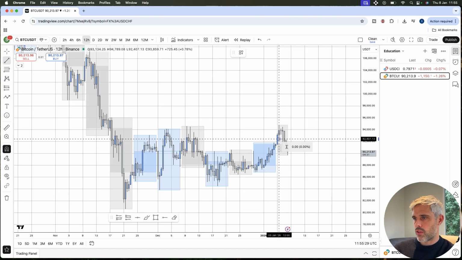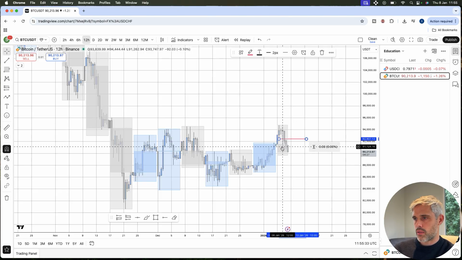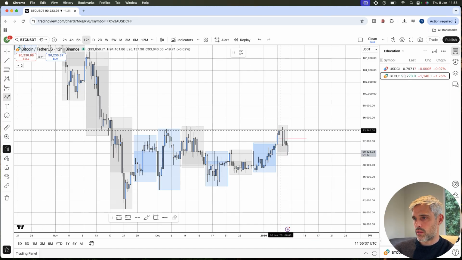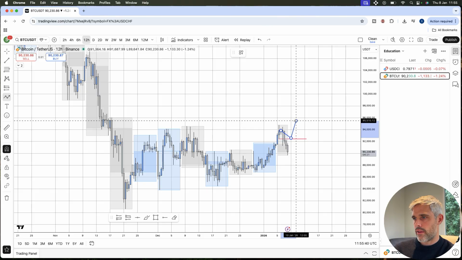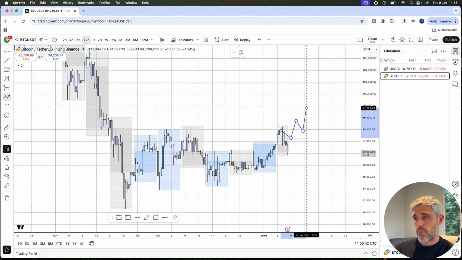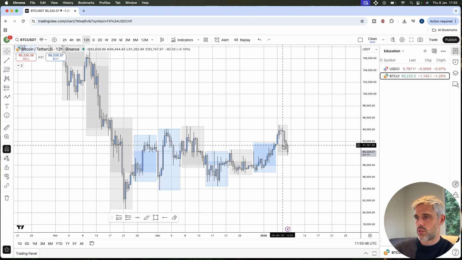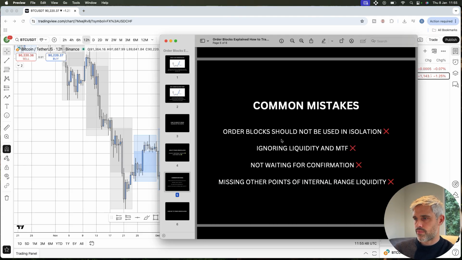And if you didn't wait for the candle to close, you could have marked that prematurely as the order block. But actually price then trades back and closes. So it could be that at this point, all else aside, price just continues bullish. So you have to wait for candles to close in order to mark order blocks.